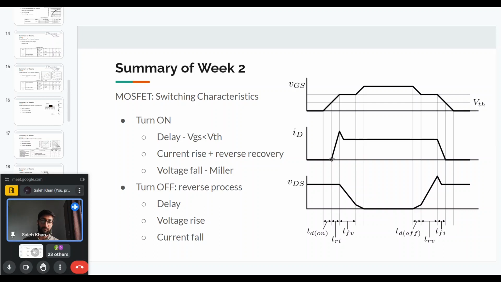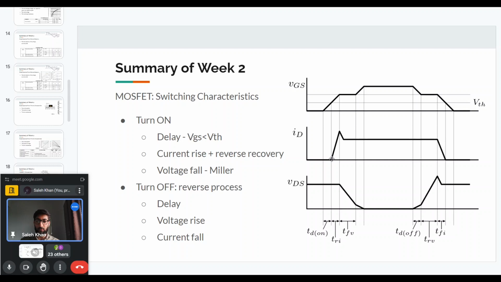That means we have a half bridge condition, and an inductor is connected to the midpoint and it is carrying some current. Then in the half bridge, one device is turned off and the other device is turned on, so that the current will basically shift from one device to the other. And how it happens is shown here.